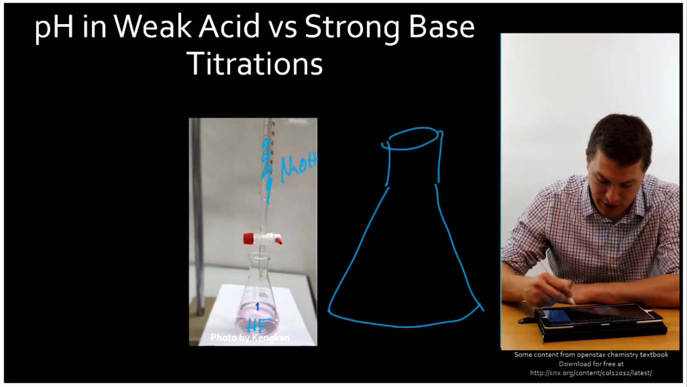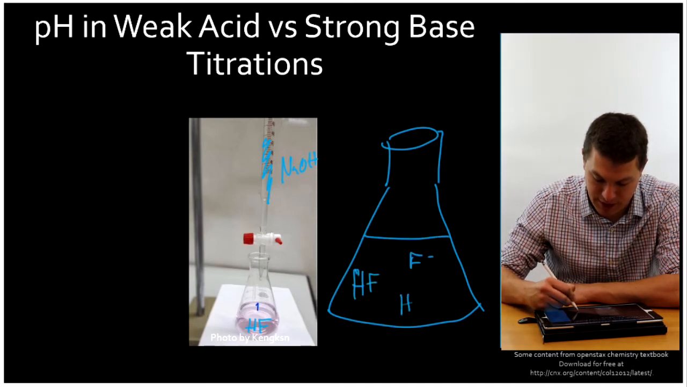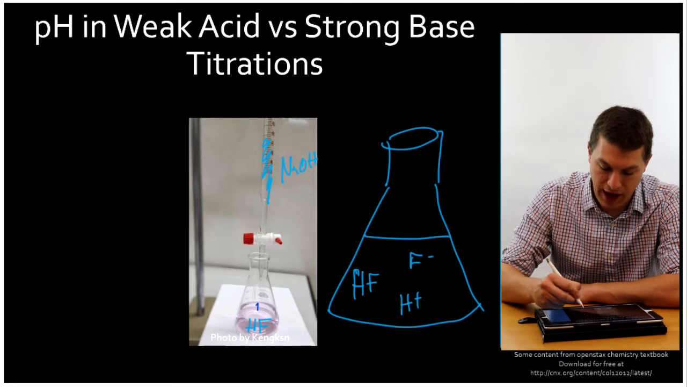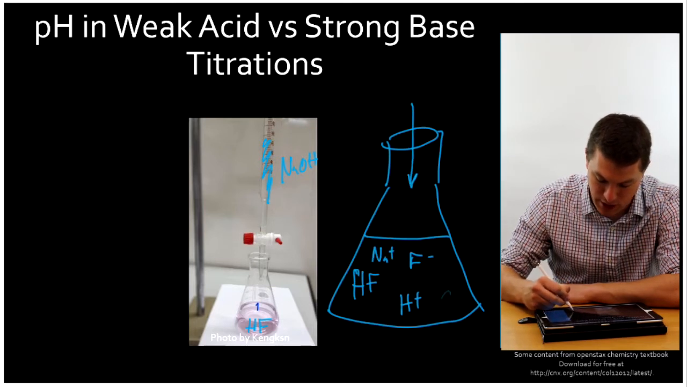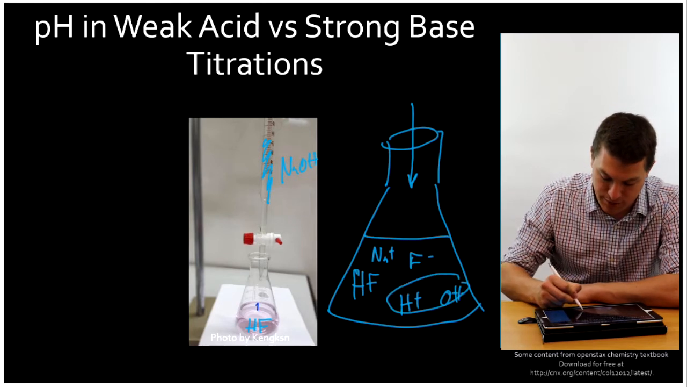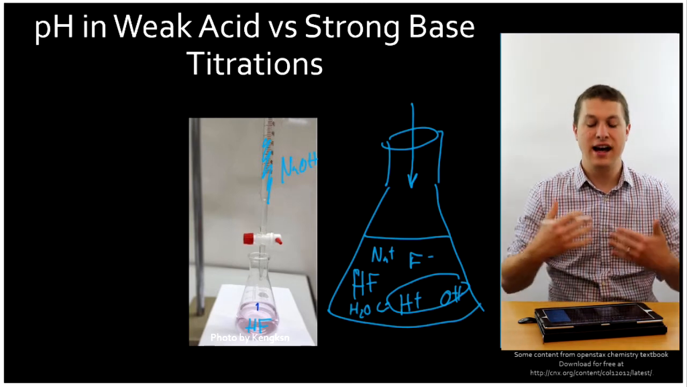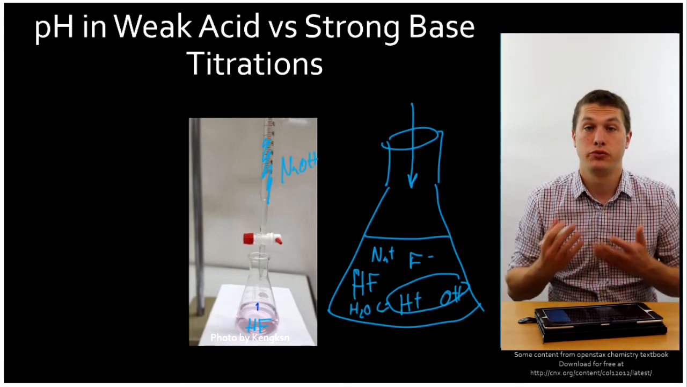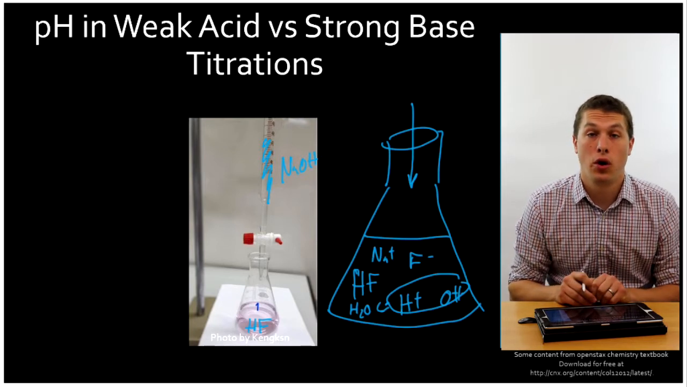What happens is down here we have our HF, right? Some of those are together and some of those are separate because it is a weak acid. And when I add a sodium hydroxide, that gives me sodium plus and OH minus. The OH minus and the H plus are going to react to give me just plain old water. And so what happens then is as we add our strong base, we're dropping the concentration of H plus and slowly increasing our pH.